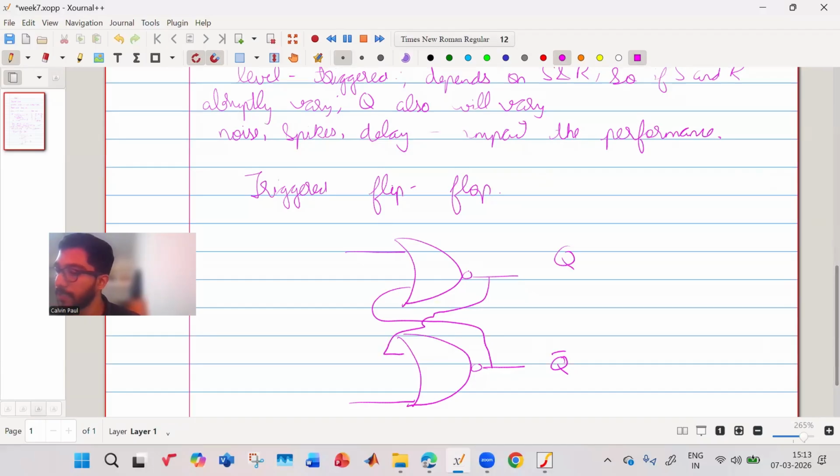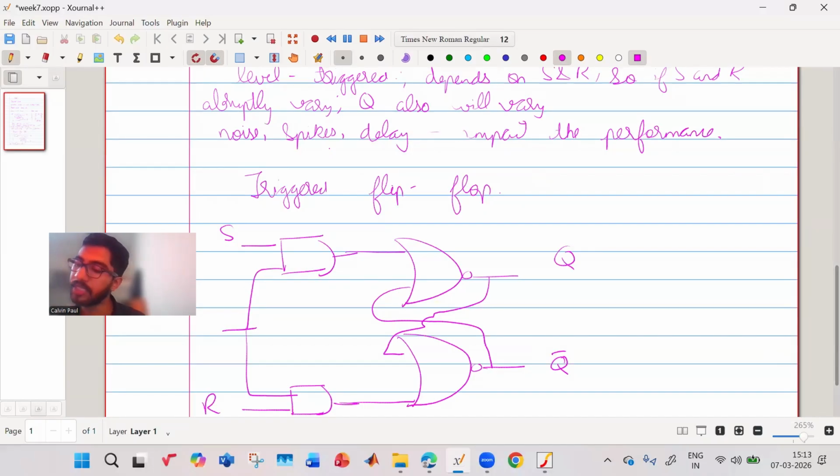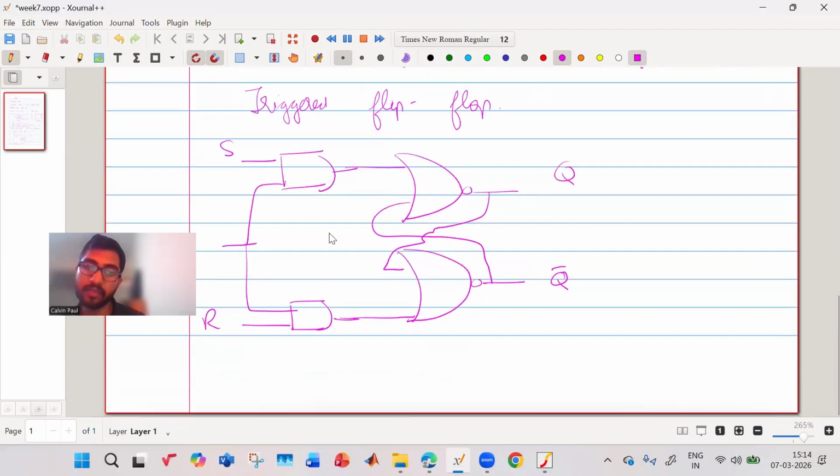Fine. Now we will have an AND gate. Okay. This is your set, which was your original, and this is coming from another circuit. This is an AND gate over here. This is your R, and this is coming here. Okay. And what is the signal? This could be an enable signal. If it is an enable signal, then it is known as a level triggered flip-flop.